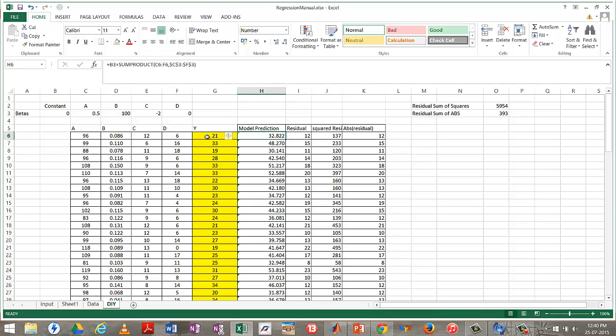Okay, so I have the actual value, which happens to be 21, and I have something that the model predicted, and from that I can very easily calculate the residual.